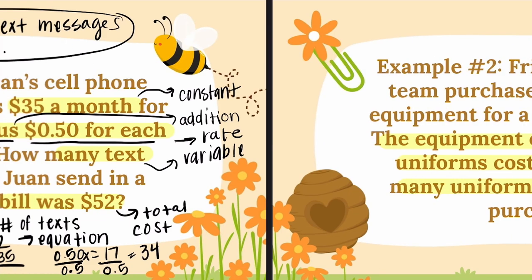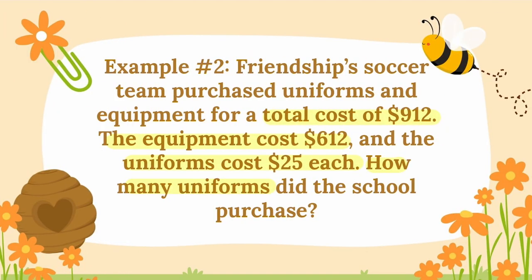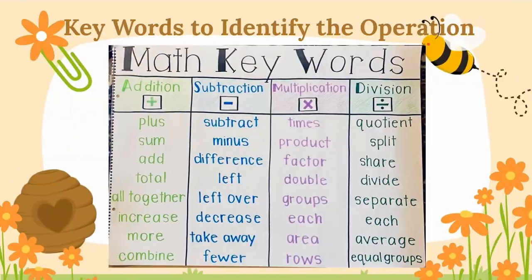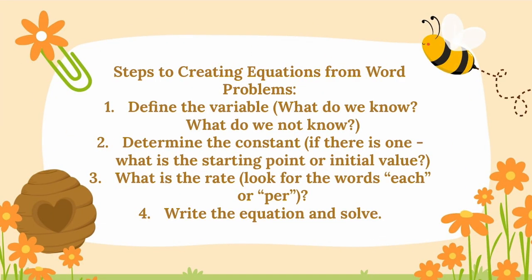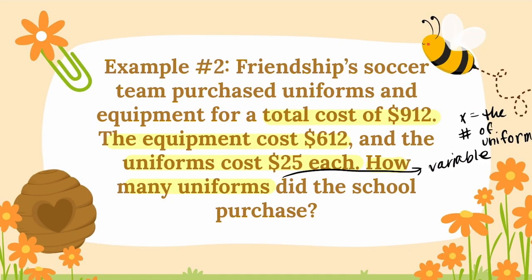So first, you're going to start by defining the variable. What do we know and what do we not know? So we're trying to figure out how many uniforms they purchased. So that's a variable. So we can say X is equal to the number of uniforms. And then we can determine the constant. So what is the initial value or the one-time cost? And the one-time cost is the equipment cost, which is $612. So that's the constant.